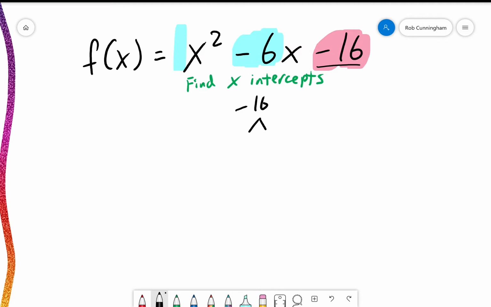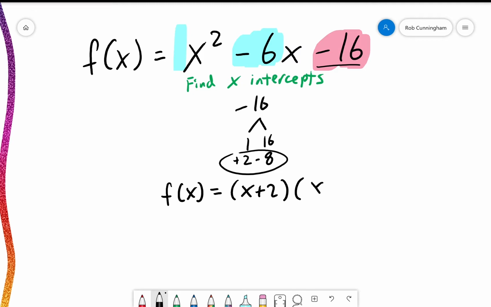Okay, so let's see. Two numbers to multiply to make negative 16, and add up to negative 6. Well, I can make 16 by doing 1 times 16. That doesn't really help. It's also 2 times 8. Well, that could help, because if I do a positive 2 and a negative 8, positive 2 times negative 8 is indeed negative 16. Positive 2 minus 8 equals negative 6. So I'm left with f of x equals x plus 2 times x plus 8.